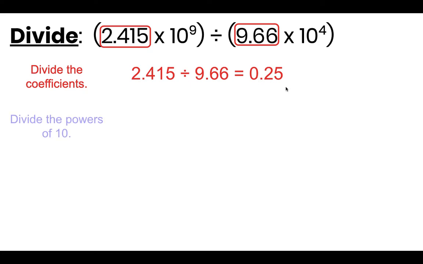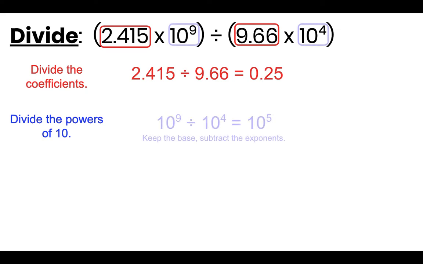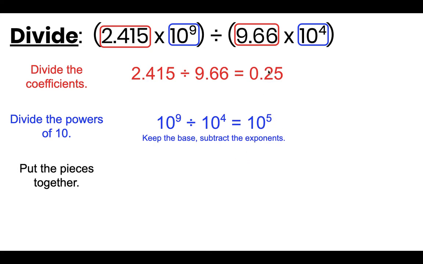Our next step is we need to divide the powers of 10. When we divide powers of 10, we are actually going to keep the base, but subtract our exponents. So our exponents are 9 and 4. We're going to subtract them. So 9 minus 4 is 5. So our power of 10 would be 10 to the 5th. Then we put all our pieces together, so we're going to combine these. So 0.25 times 10 to the 5th.